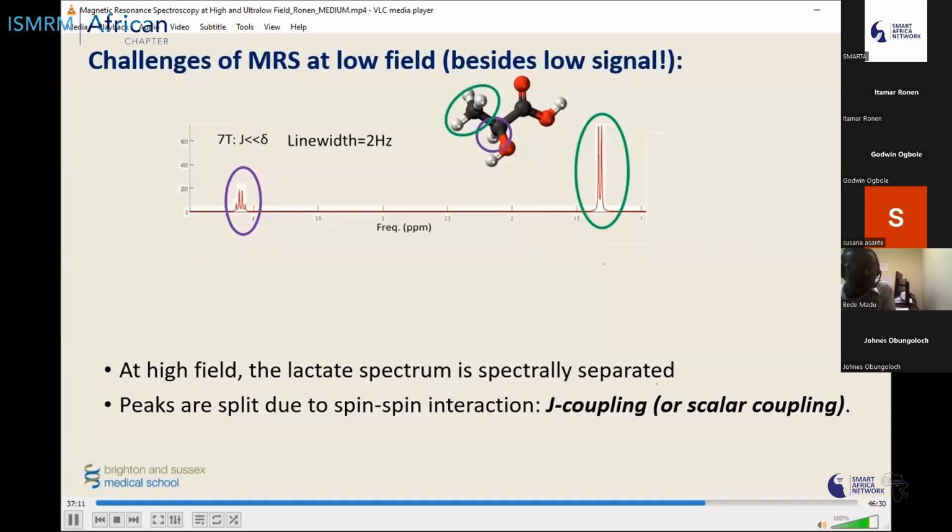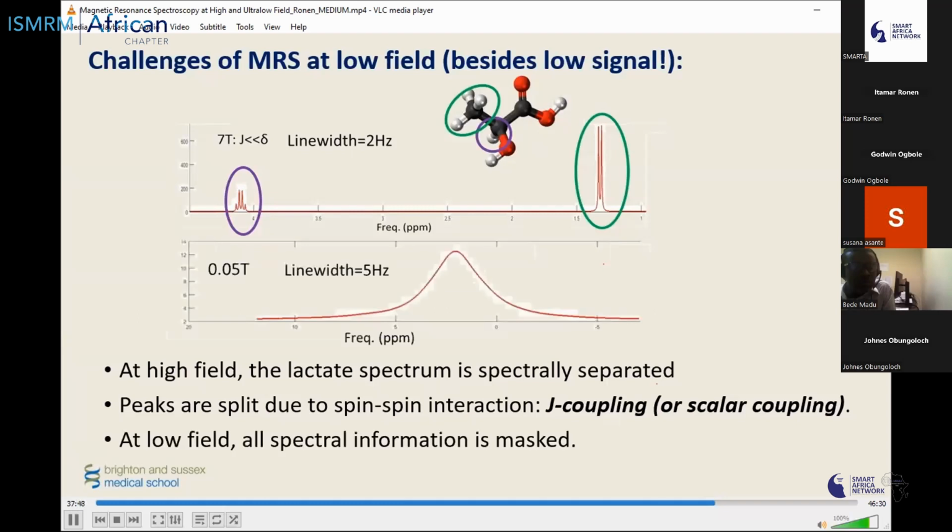The split of those peaks is due to an interaction between the protons that generate the 1.3 ppm, those are the 3 protons circled in green, and the proton that resonates at 4.1 ppm, the one circled in purple. This is an interaction that we call spin-spin interaction, or J coupling, or scalar coupling, and it gives rise to these split lines that give rise to this very distinct spectral contribution of lactate that you also saw in the previous slides in vivo.